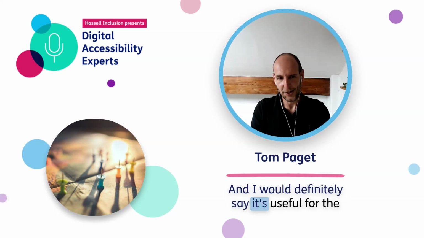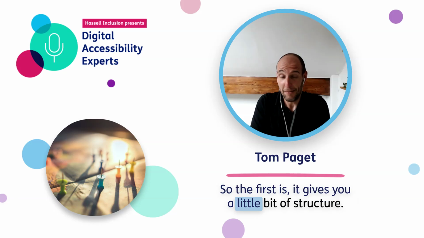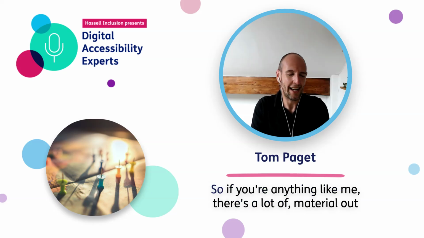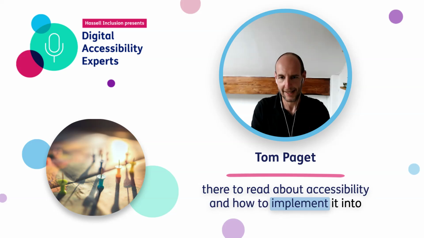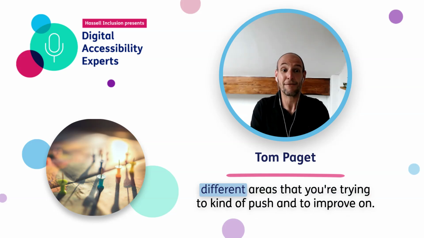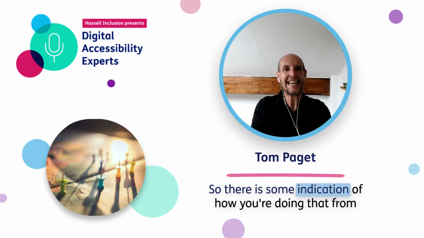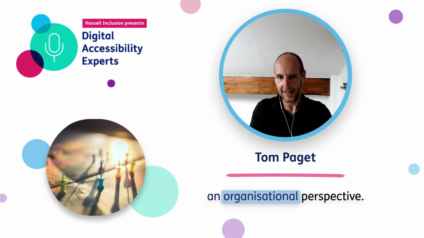And I would definitely say it's useful from three perspectives, really. So the first is it gives you a little bit of structure. If you're anything like me, there's a lot of material out there to read about accessibility and how to implement it into organizations. But it really gives you some structure around the different areas that you're trying to push and improve on. And it ties into the second part, which is measurable. So there is some indication of how you're doing from an organizational perspective.